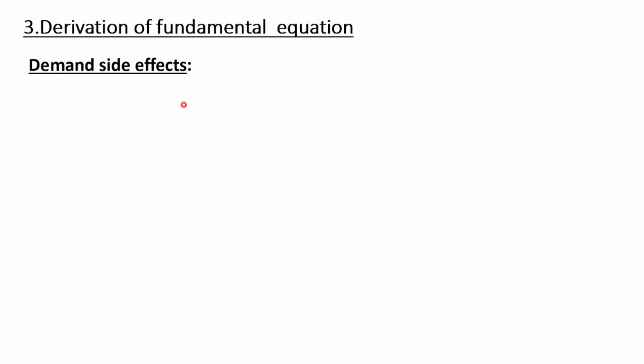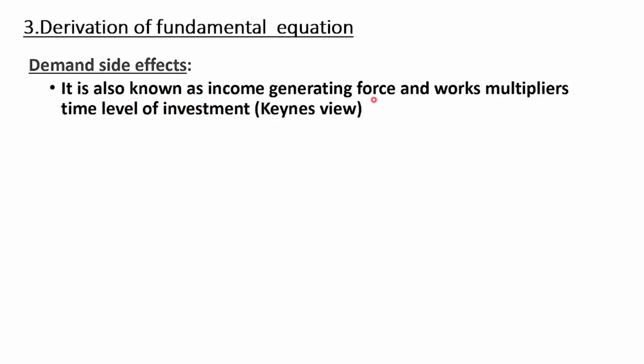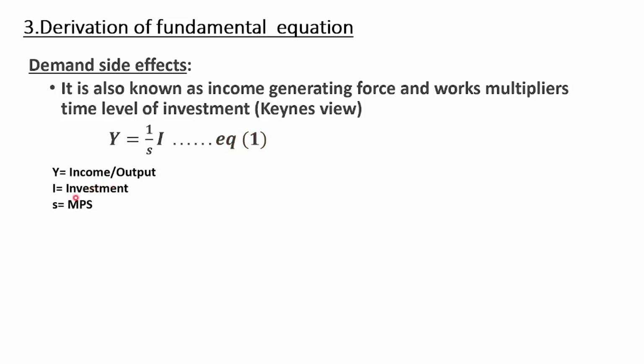So let's go through the demand side effect. It is also known as the income generating force and works through the multiplier times the level of investment. Here the demand side is also known as the Keynesian view. So here Y equals 1 by s times investment. This is equation 1, where Y means output or income, I means investment, small s means MPS, and 1 by s means multiplier. So multiplier times investment comes as income. So the multiplier helps to increase the income.